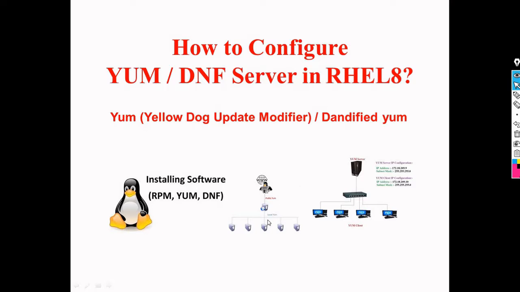Either a yum server can be configured in a local machine to install into that particular machine, or we can install the packages from the internet, or we can have our own yum server in my local machine, and through FTP or HTTP we can download it to the client machine.